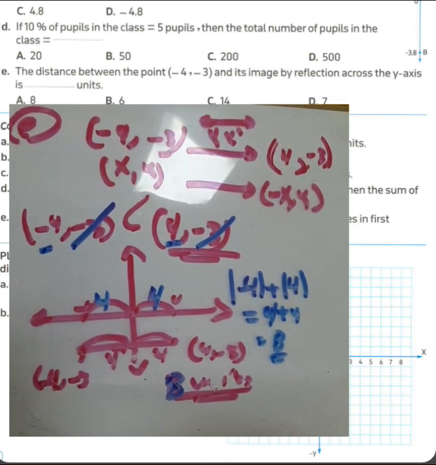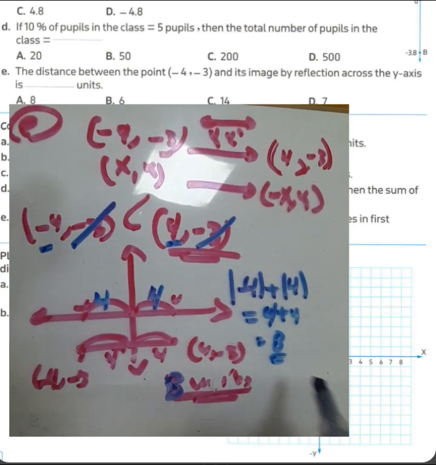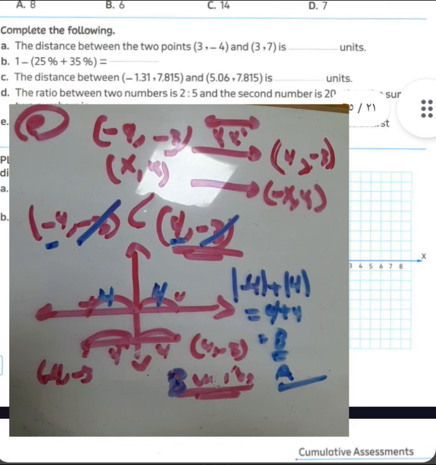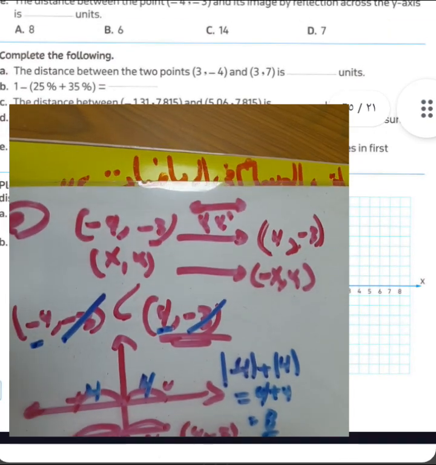Choose letter B. Here about the question, letter E, choose letter E. Next question. Complete the following.